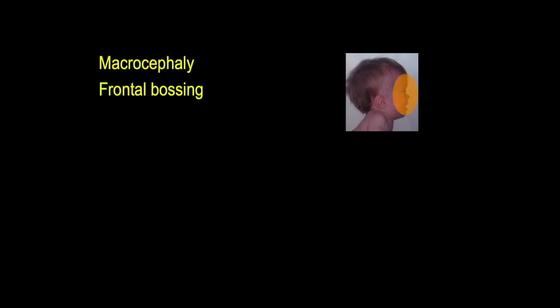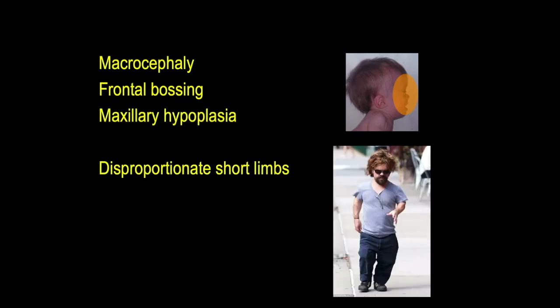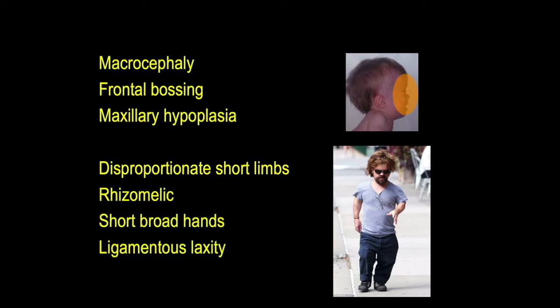You get macrocephaly, frontal bossing, and that's basically sparing of structures that are formed in membrane, and more involvement of structures that are formed by endochondral ossification. Maxillary hyperplasia, the same thing, and in the limbs, disproportionate short limbs with a rhizomelic pattern, short, broad hands, trident hand. You also get ligamentous laxity.